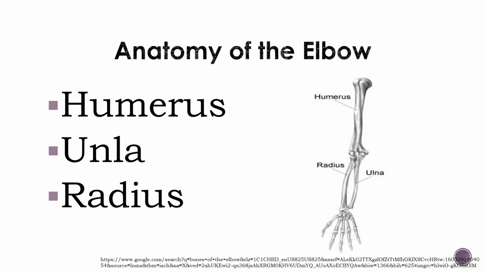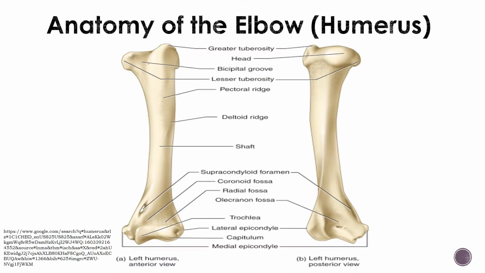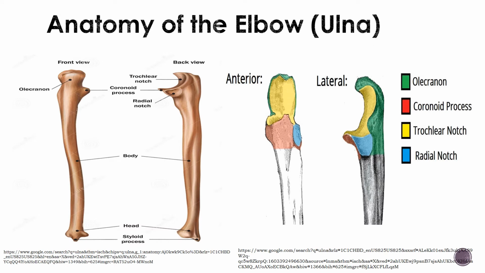The anatomy of the elbow only includes 3 bones: the humerus, ulna, and radius. These are the important structures of the ulna. The proximal structures are what's important at the elbow. And on that right picture, you can see where everything articulates, including the humerus and the radius.